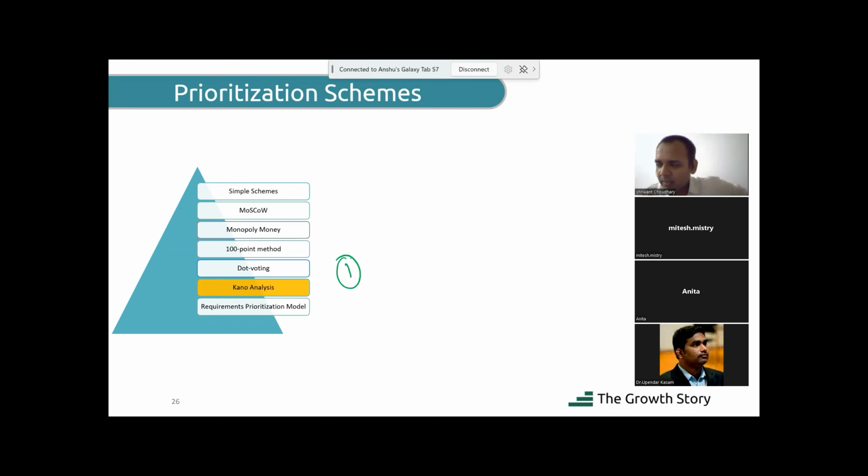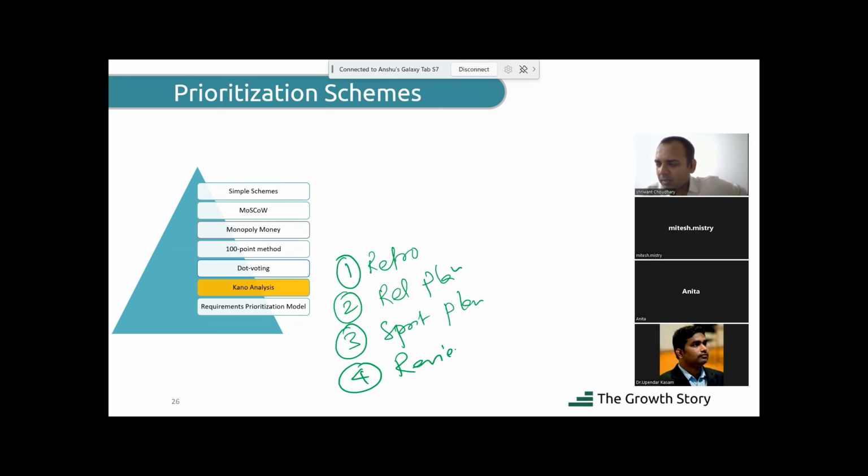Option number 1, retrospective. Option number 2, release planning. Option number 3, sprint planning. Option number 4, reviews. When to use Kano analysis?